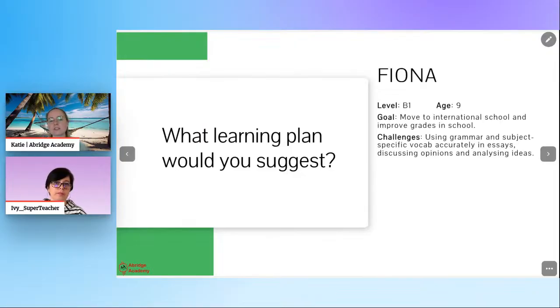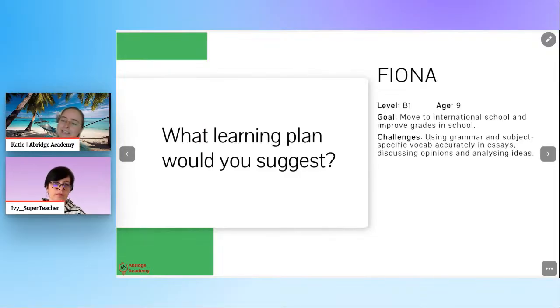Particularly, I noticed that when I did the assessment with her, she was struggling with grammar and subject-specific vocabulary in her written work. And when she was speaking, she found it difficult to really explain her opinions and analyze different ideas. She'll be able to read things fine and answer comprehension questions on a text, but would struggle to explain her own points of view or consider other perspectives, things like that.